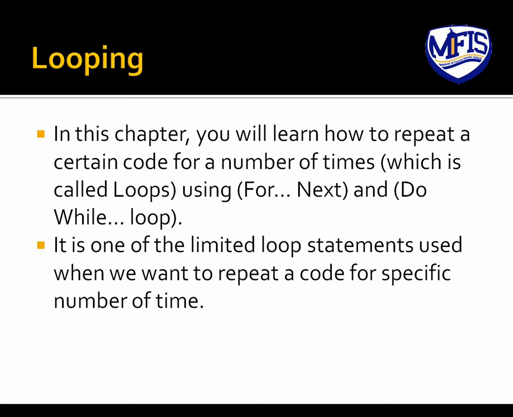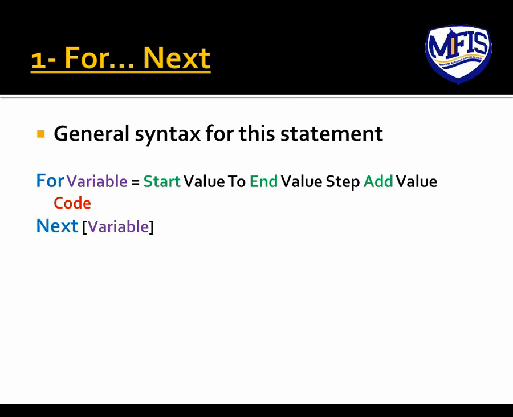What is the difference between them? For next is used if I want to repeat a code for a specific number of times and I know in advance the number of iterations. But do while loop is used if I don't know the number of iterations but I have a condition, and as long as this condition is true, the loop will be executed and the code will be repeated. Okay, let's start with for next.